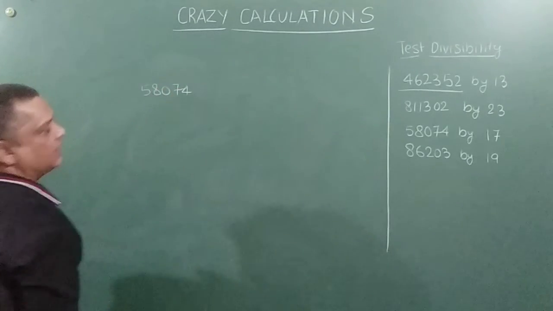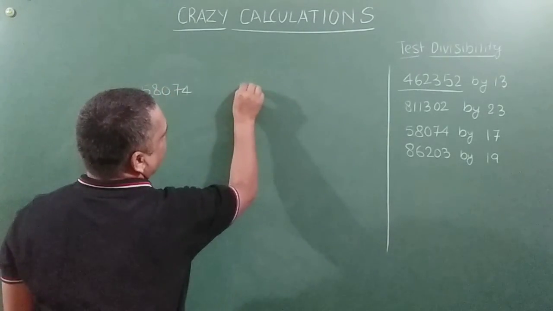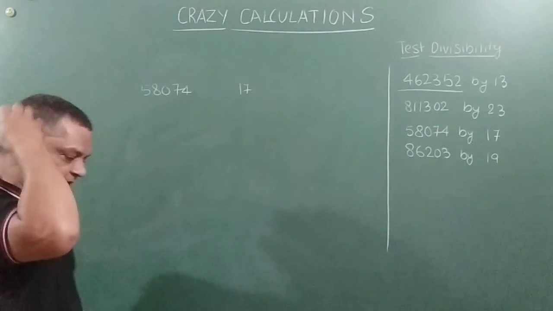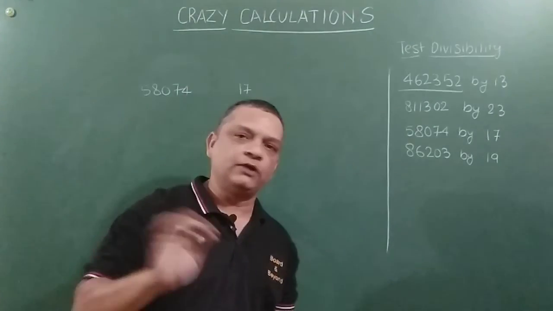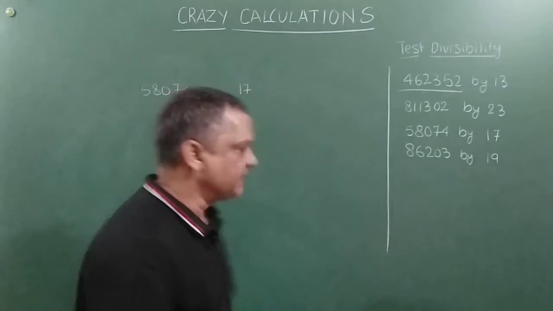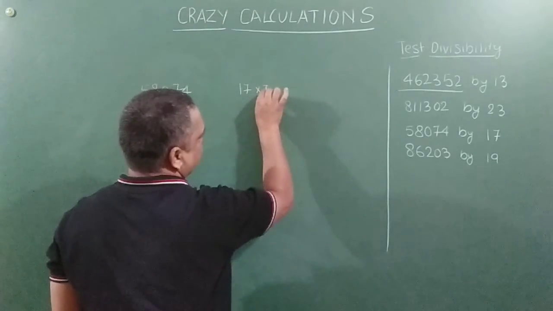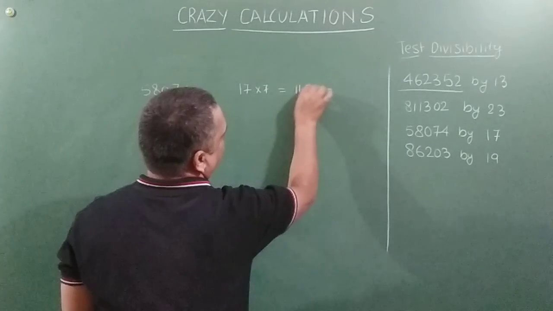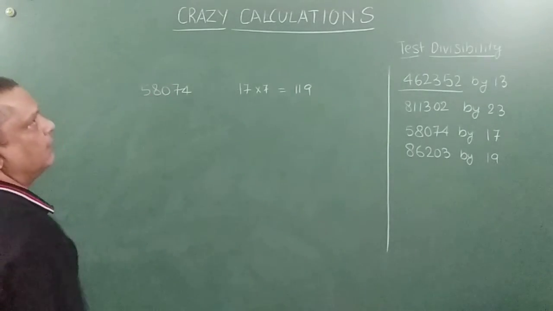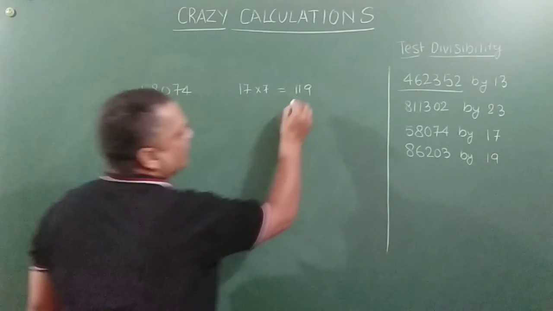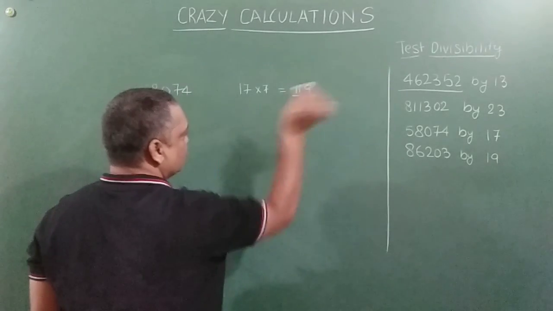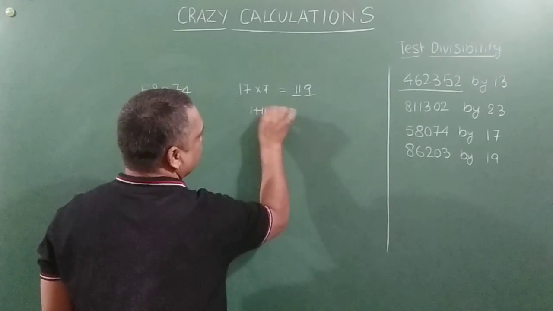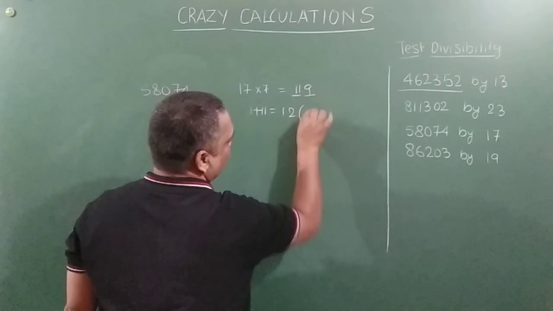58074 divided by 17, right? So for 17, I need to make the last digit 9. The option left with me is 7, since 7 into 7 is 49. Correct, friends? So I multiply this with 7. This gives me 119. Right, friends? Yes, 119. So the last digit has become 9. The number preceding that is 11. I add 1 to 11, that is 1 plus 11, equal to 12. 12 is my golden number.